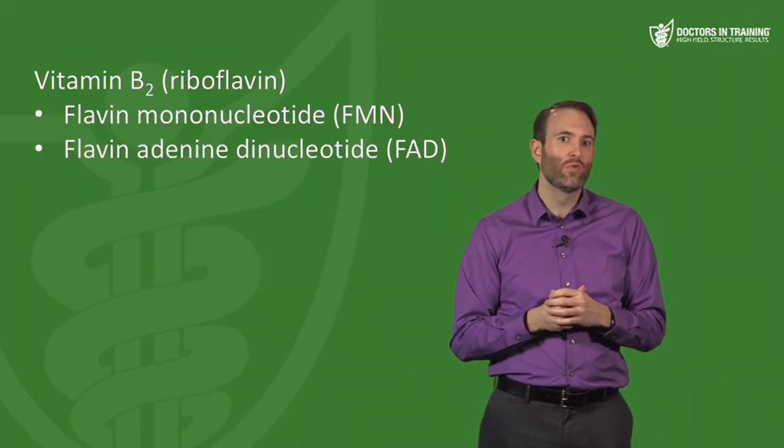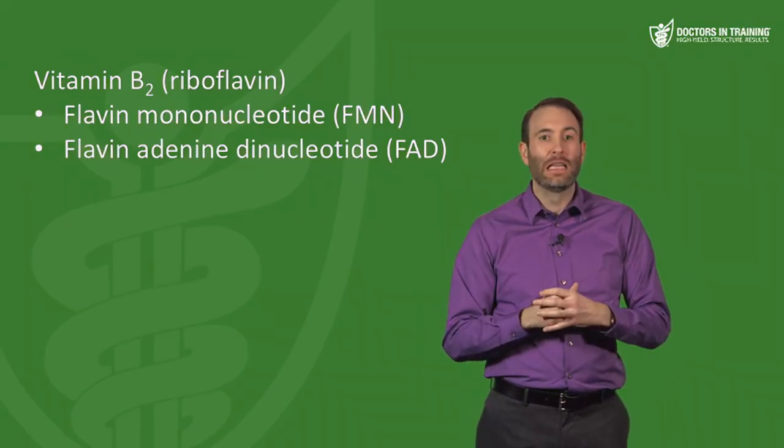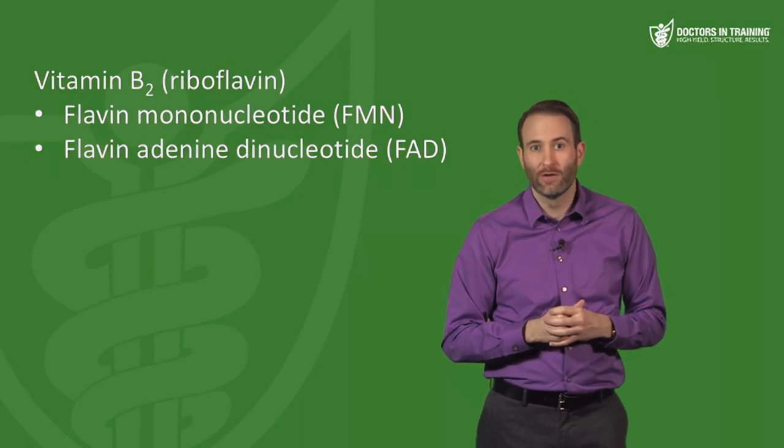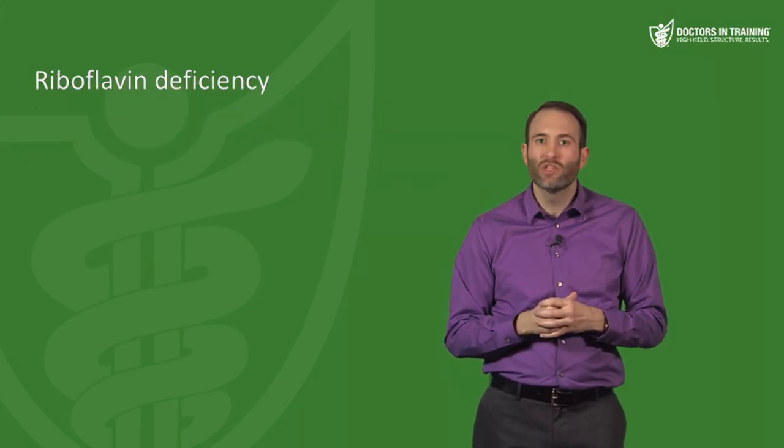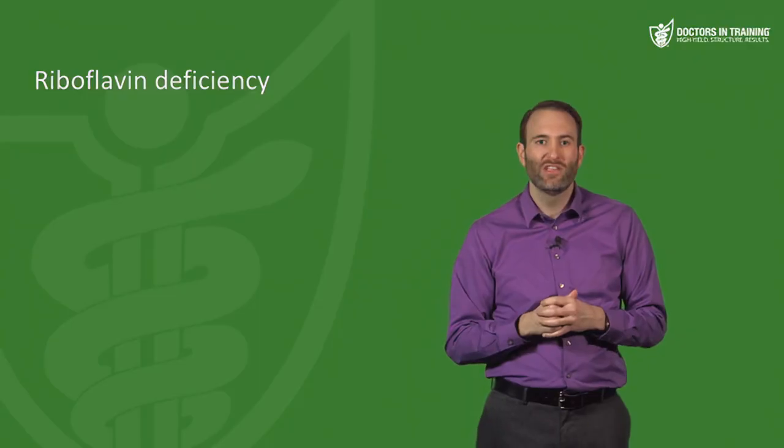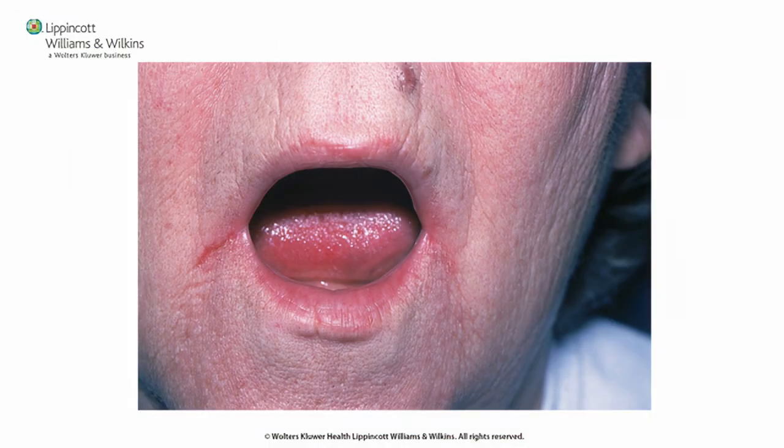So if the enzyme has the word dehydrogenase in it, then it likely requires B2 as a cofactor. Now, what are the symptoms associated with riboflavin deficiency? Well, patients will have dermatitis, angular stomatitis right in the corners of your mouth there, glossitis, so kind of a smooth, sometimes red, sometimes purple looking tongue.